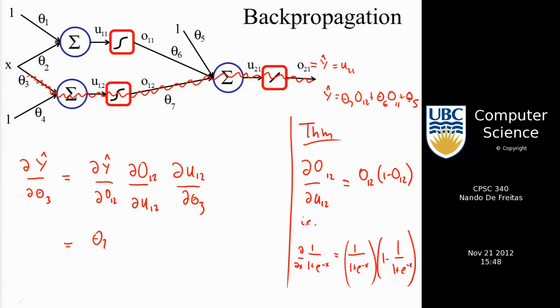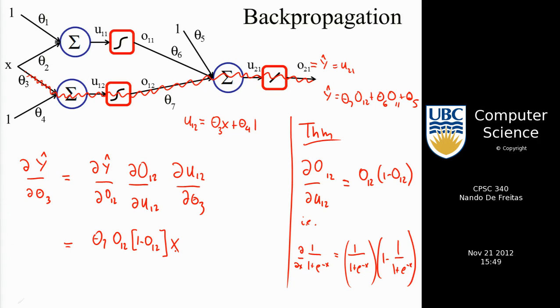The derivative of sigmoid is just equal to basically that sigmoid times 1 minus the sigmoid. And then if we look at this graph here, we know that U12 is equal to theta 3 times x plus theta 4 times y. And so the derivative of U12 with respect to theta 3 is just x. And that's your derivative. You're done.